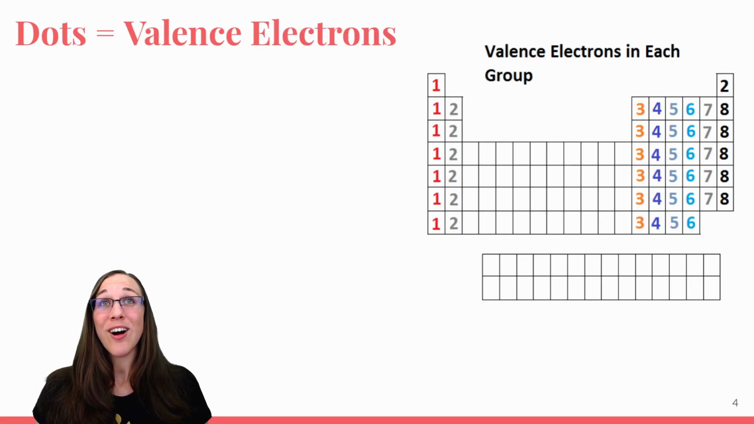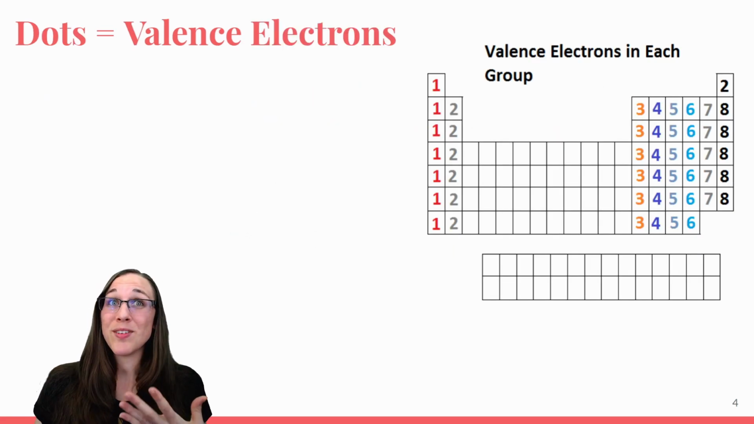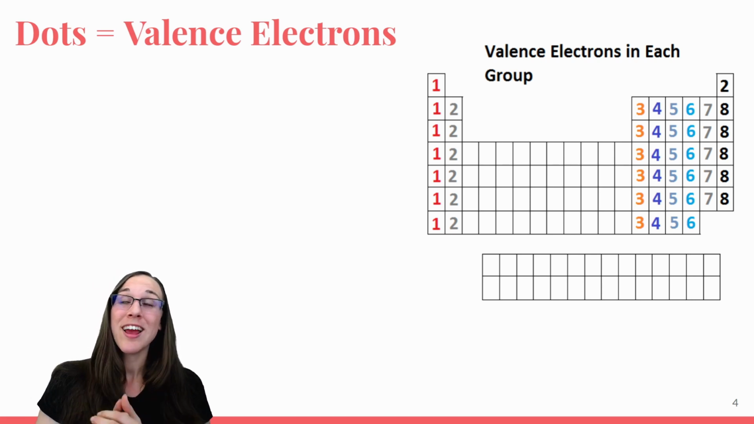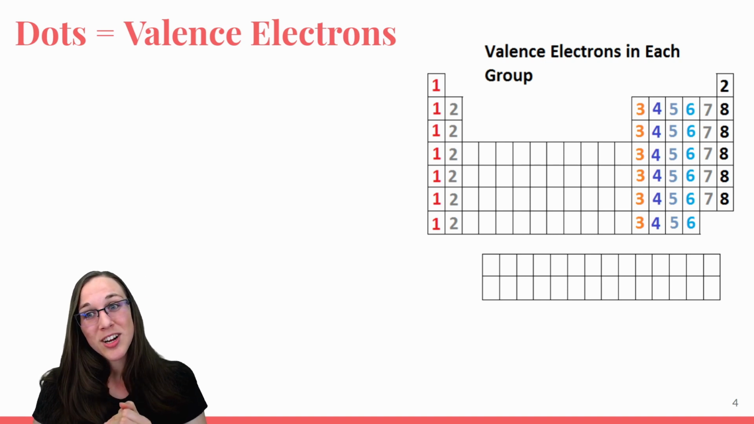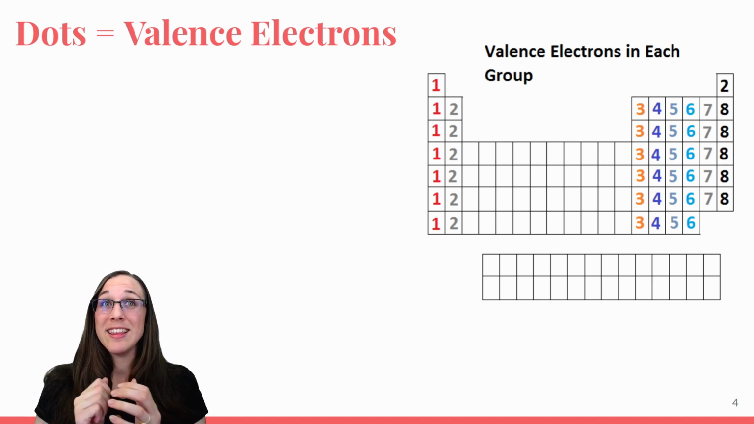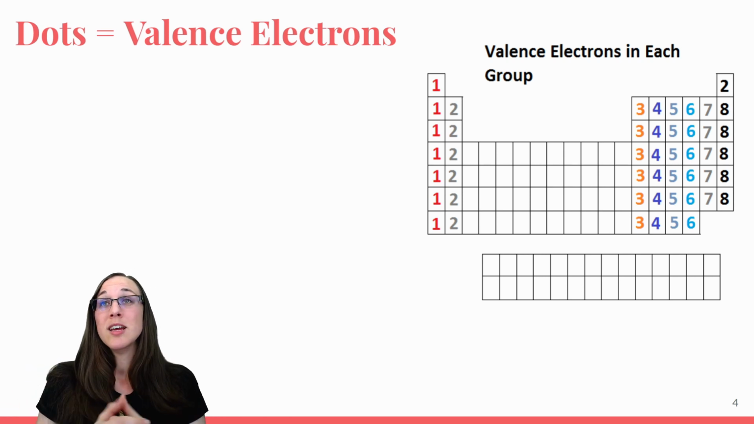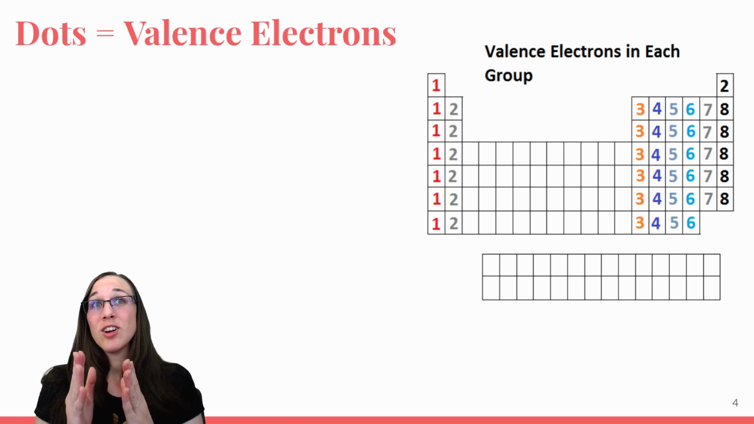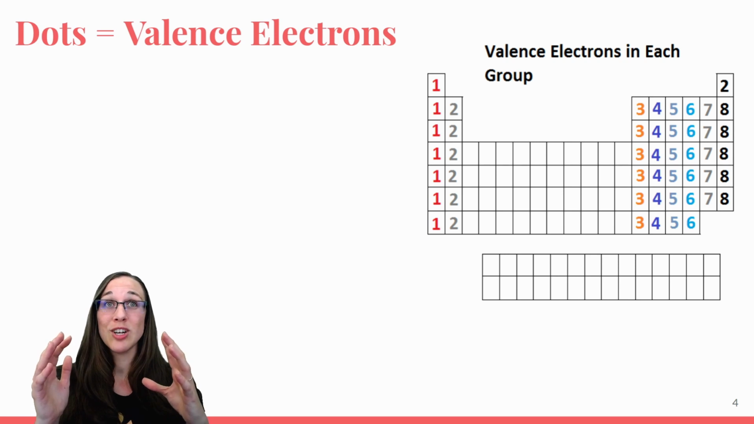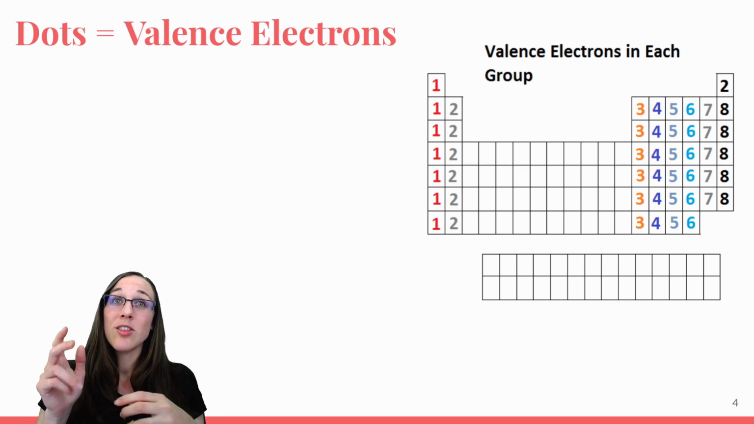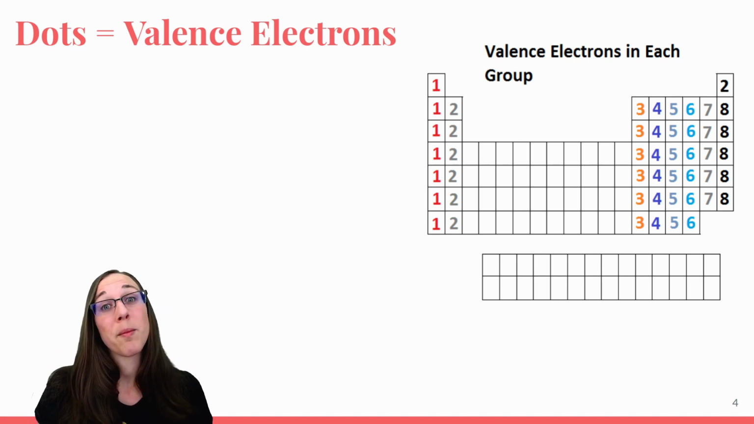These dots are valence electrons. So if you didn't watch my previous video on the periodic table and what those valence electrons are, simply put, valence electrons are the electrons that are in the outermost shell, farthest away from the nucleus. So if you have an atom, they're the electrons that are all the way on the outskirts away from the nucleus. Those are considered your valence electrons. Those are the electrons that are available for bonding.